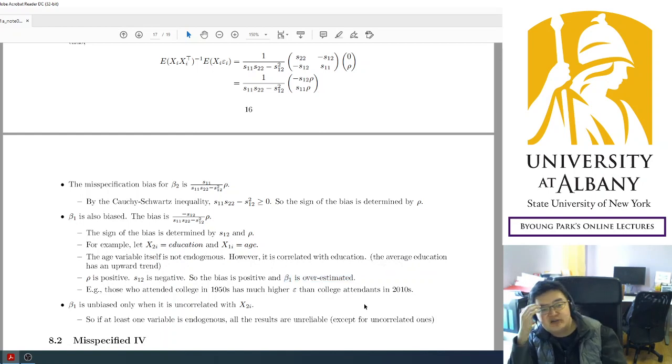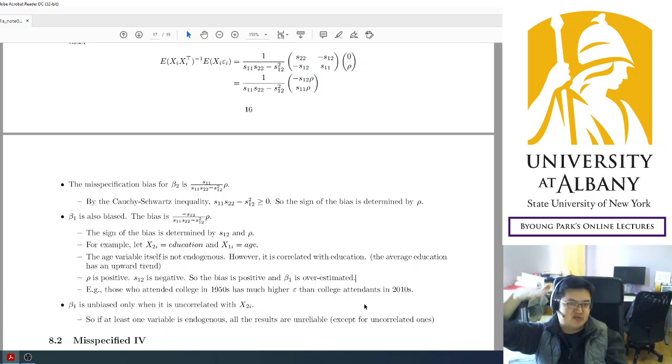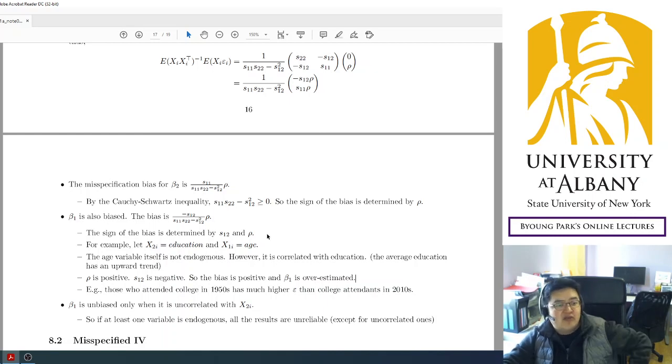So even if we cannot estimate the exact value of beta 1, we can say that your estimator is above beta, which is still informative in some cases. That's what we can say. And then one more thing. Is it possible that beta does not have any problem, this bias, this misspecification?